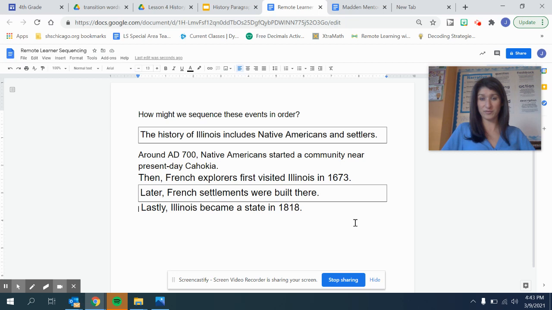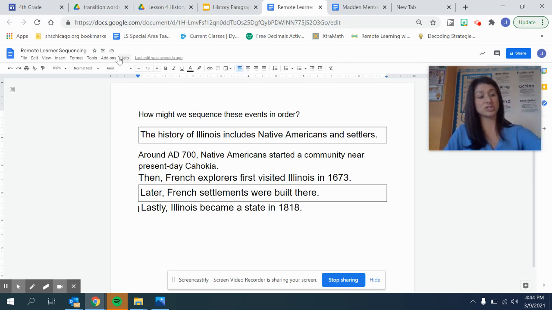What was really helpful for me was not only the dates, but also these transition words. Then, later, lastly. It made the writing sound more connected, and it was easy for the reader to tell the order in which things happened. So we're going to try this out in our own writing for our history paragraph.